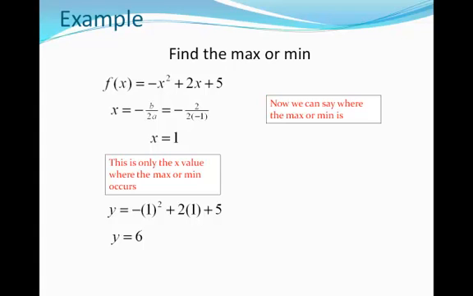Now, how do you know whether this vertex really is the max or min, though? Well, that actually comes from the value of a, the number in front of x squared. So since this is a negative x squared, our parabola is facing down. And since it is facing down, it means the vertex is located at a maximum, or the highest point. So in summary, we can say that the vertex 1, 6 is definitely a maximum.